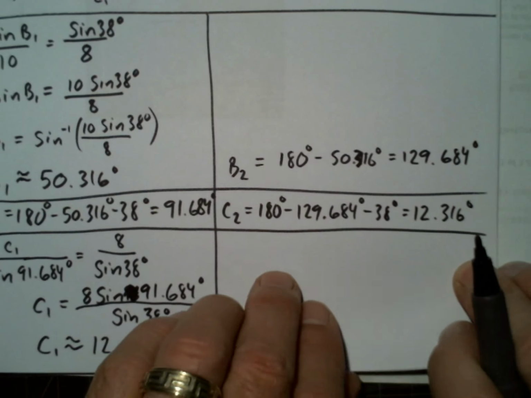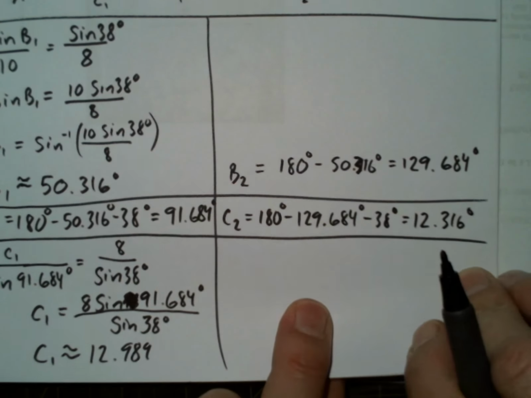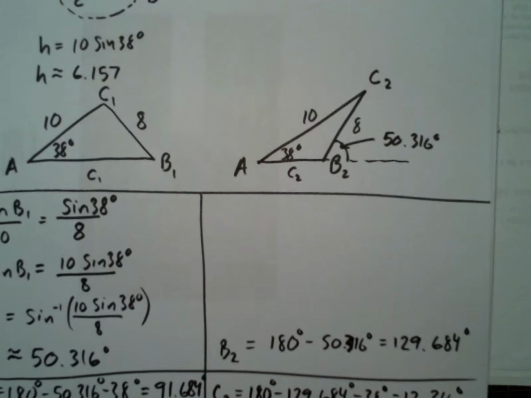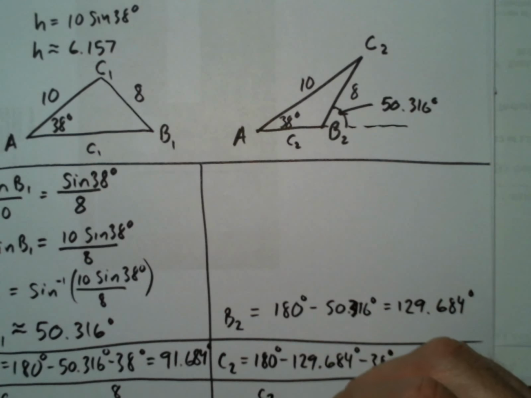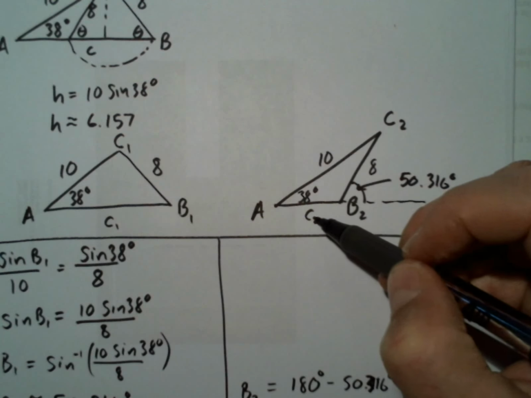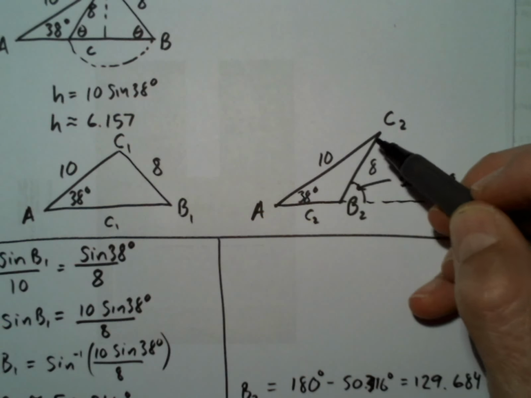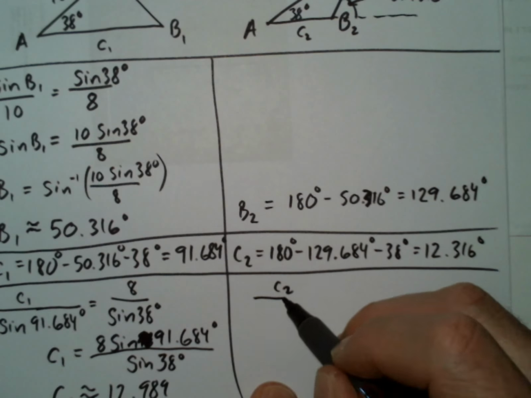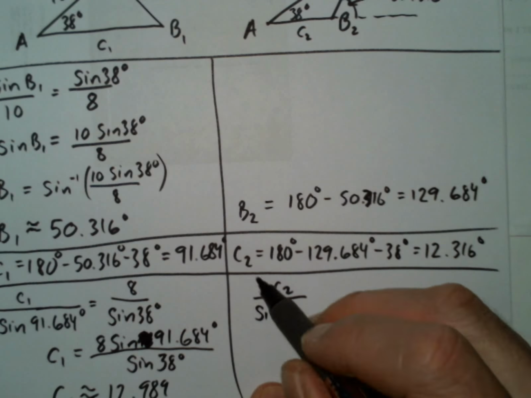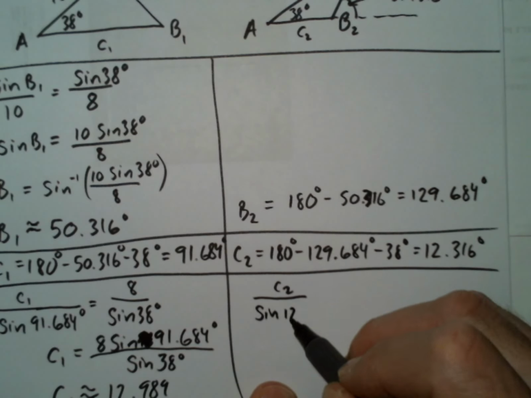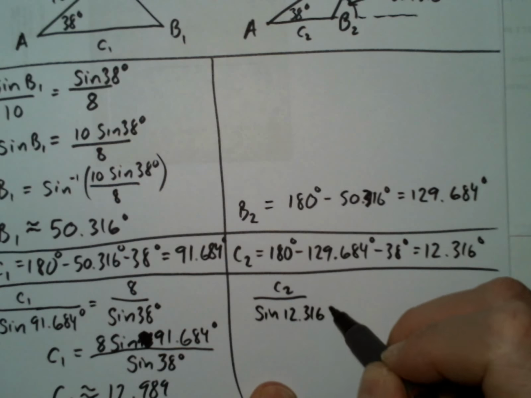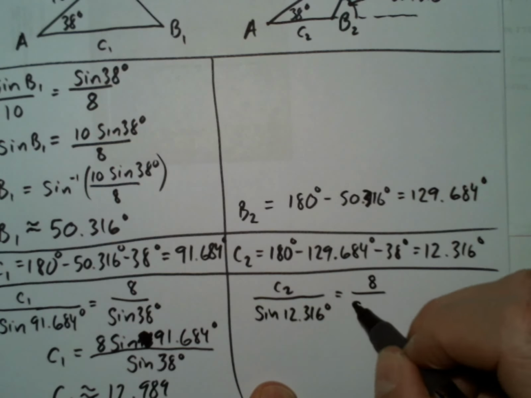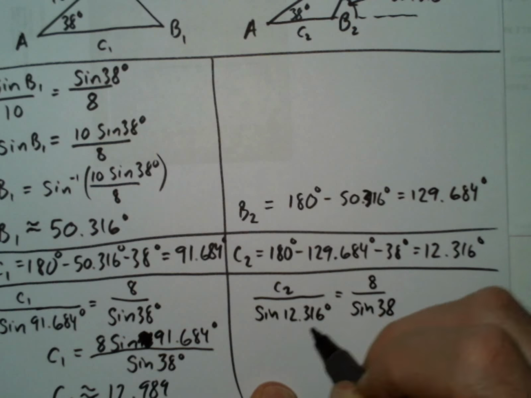And we'll do the same thing with the other triangle. If we want to find side c2, side c2 over sine of angle C2, and then we can do 8 over sine 38.